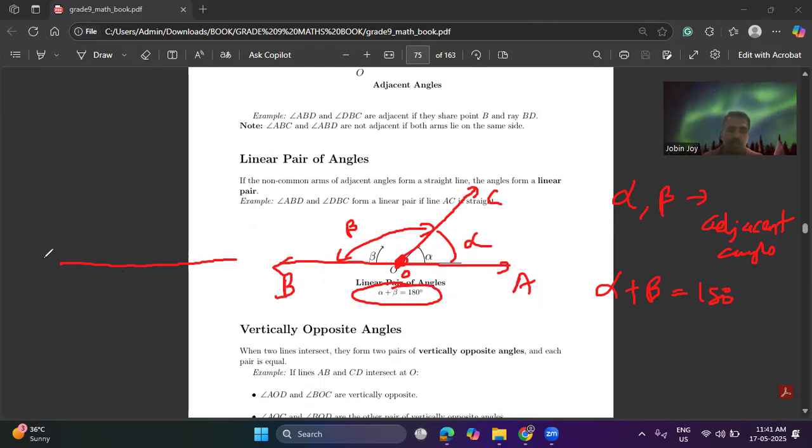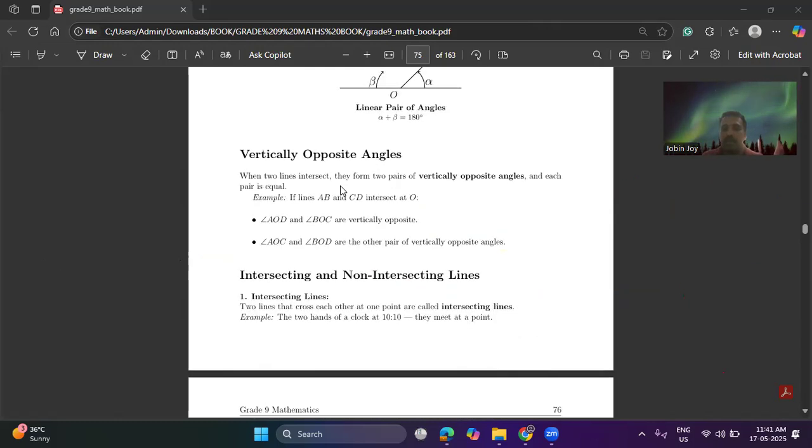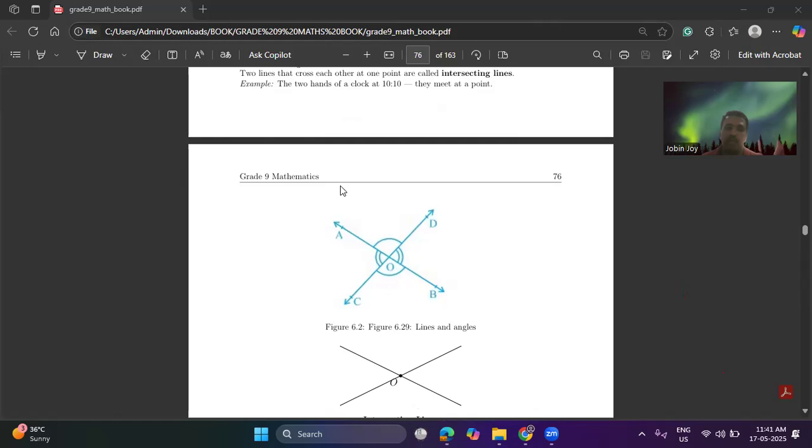Then the next angle is called vertically opposite angles. As the name indicates, vertically opposite means here there are two rays. This one is OA and one is AB and another one is CD. And these two lines intersect at point O. And here you can see four angles formed. What are the opposite angles?